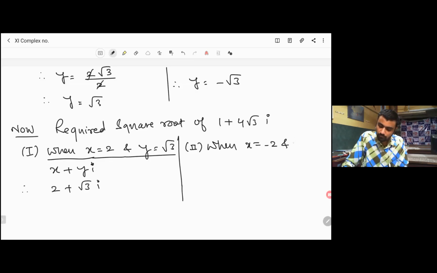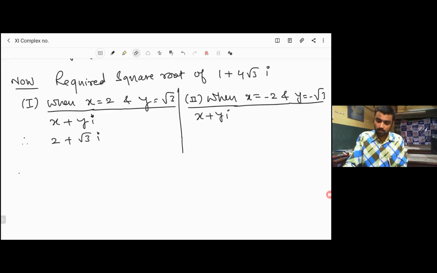So when x is equals to minus 2 and y is equals to minus root 3, at this time our square root x plus yi will be minus 2 minus root 3i. And importantly, this x plus yi is going to be minus 2 minus root 3i. और इसमें हम 2 को माइनस को कॉमन लेते हैं, तो it becomes minus common 2 plus root 3i.